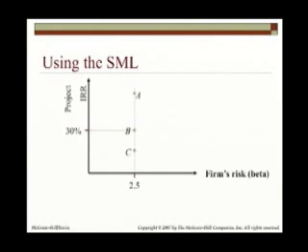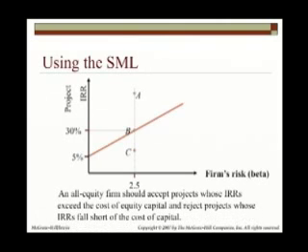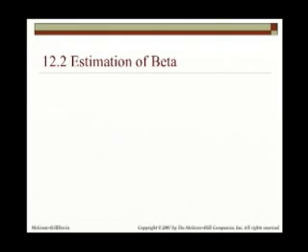If we plot these 3 points on a plane that has the internal rate of return on the y-axis and beta on the x-axis, we see that the 3 projects line up. All 3 have a beta of 2.5. Project A has the 50%, B has 30, and C has a 10% return. And basically, for an all-equity firm, we can put the security market line on here. For this beta, we would accept all of the projects that are on the security market line or above it, and reject C as a bad project.